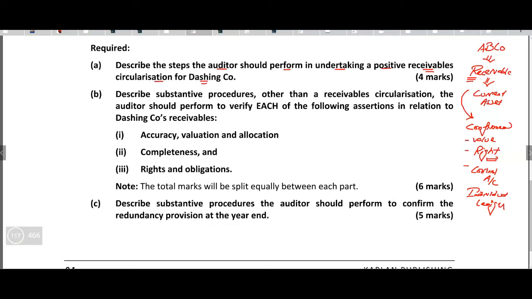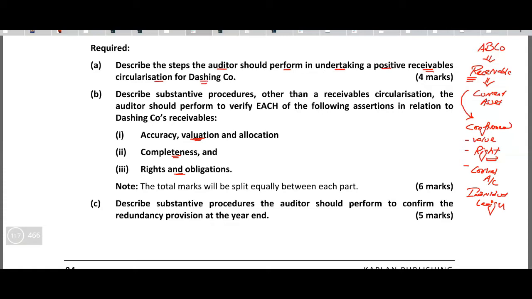So there are three main assertions related to the receivable balance. The first one is valuation, that receivable should be recorded at the correct value. The second one is completeness, that it has been recorded everywhere where it should have been recorded. And rights and obligations mean that the company owns the receivables. So these are the things you need to remember.